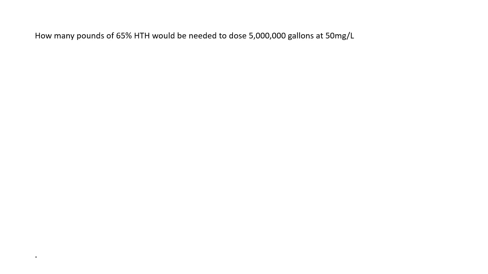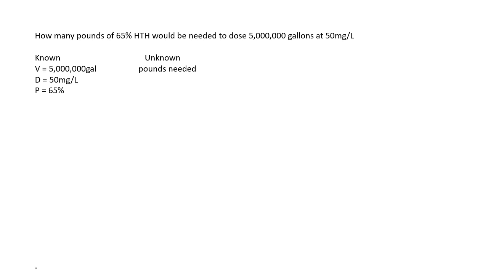Here's our first question. How many pounds of 65% HTH would be needed to dose 5 million gallons at 50 milligrams per liter? As a practice, I like to pull the knowns and unknowns out of word problems. That way it's easy to keep track of the values. So what we know is that we have 5 million gallons. We want a dose of 50 milligrams per liter, and the percent purity is 65%. What we don't know is the pounds needed.